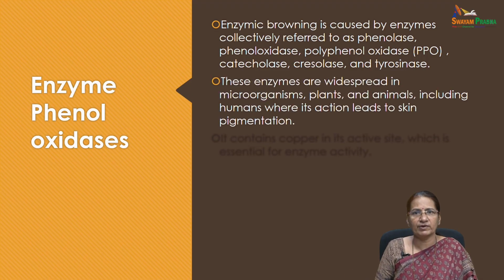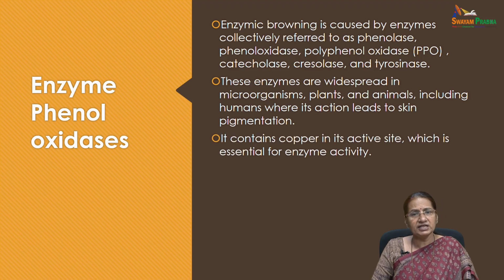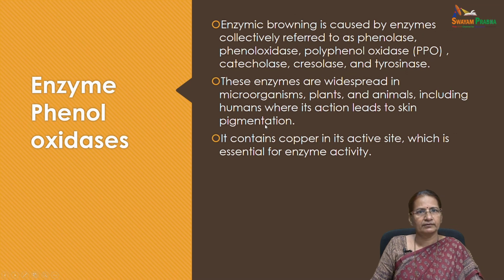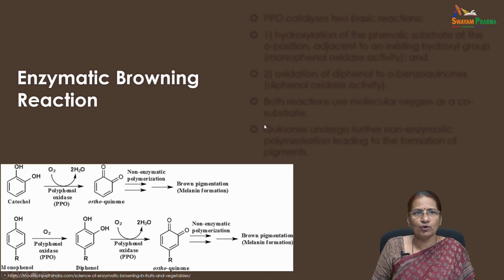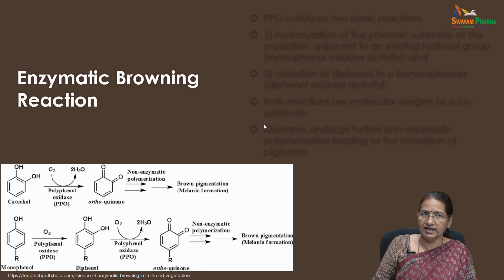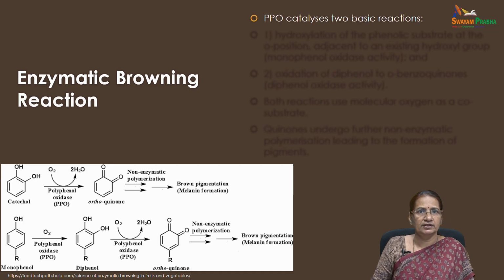These enzymes are widespread in microorganisms, plants, and animals, including humans, where its action leads to skin pigmentation. It contains copper in its active site, which is essential for enzyme activity. Now, let us study what happens in the enzymatic browning reaction. This polyphenol oxidase catalyzes two basic reactions.